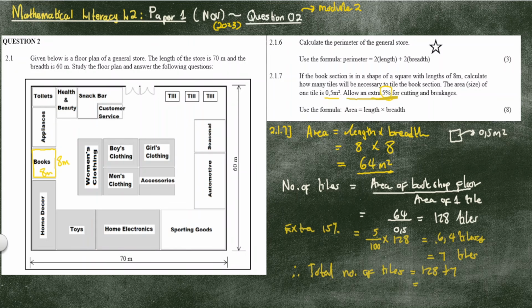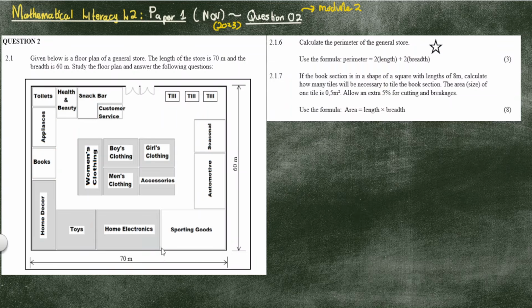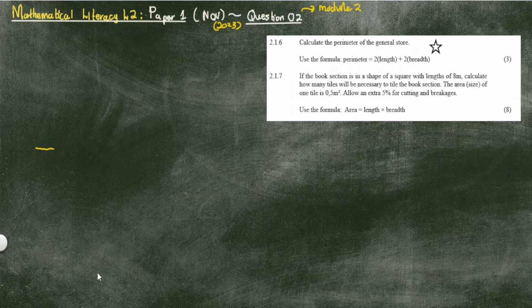128 plus 7. The answer is 135 tiles required. So it's the total number of tiles plus that extra 5% tiles, right? Plus that extra 5% tiles. Okay, so let's go to the next section of our calculations.